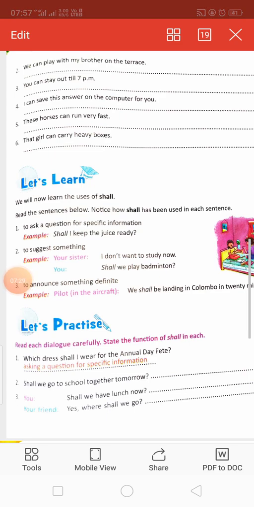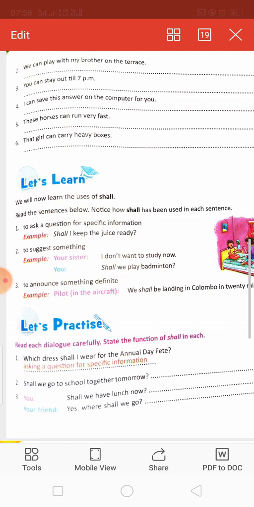So, we will now learn the uses of shall. Read the sentences below. To ask a question for specific information: Shall I keep the juice ready? To suggest something: I don't want to study now. Shall we play badminton? So, it is a suggestion. She is asking for a suggestion, shall we play badminton, because she will not study that time.